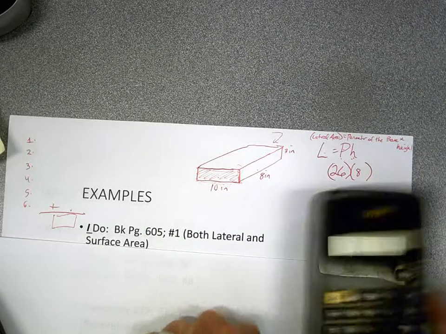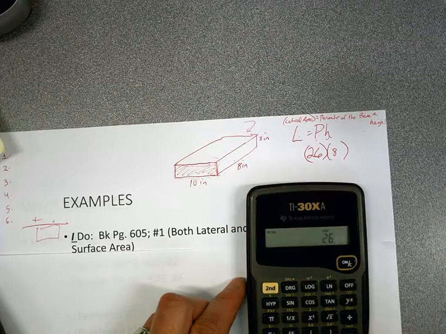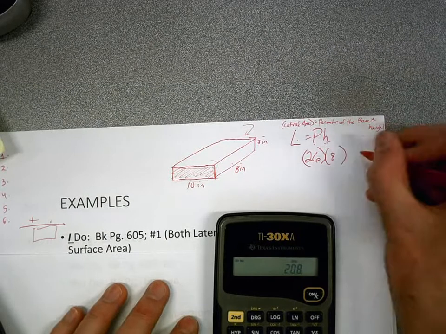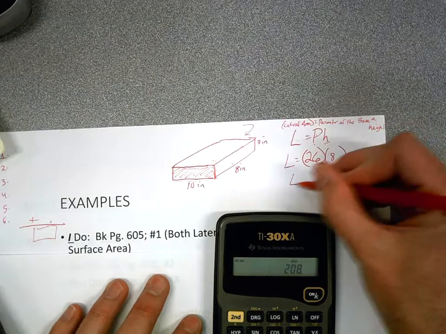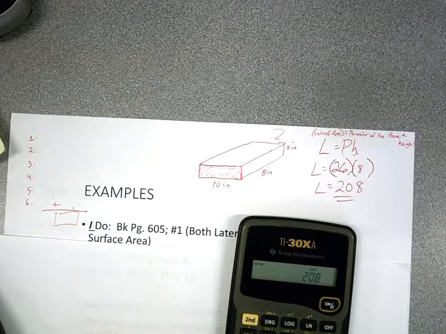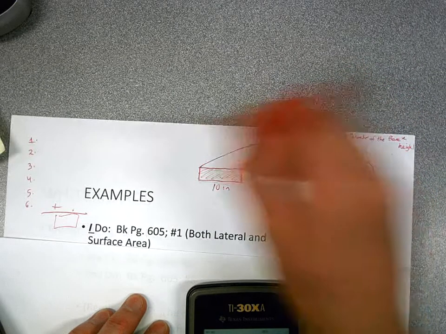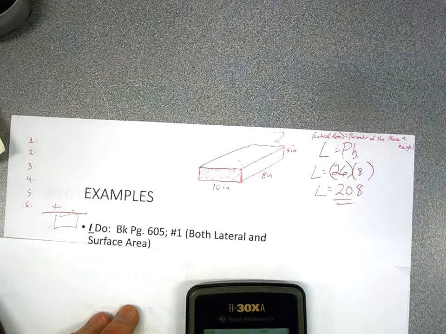Ladies and gentlemen, 26 times 8 equals 208. My lateral area is 208. What I just did was I found the area of the top, the bottom, and the two sides just by following that right there.